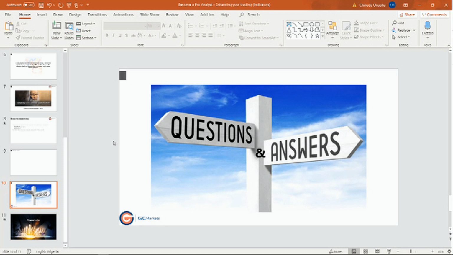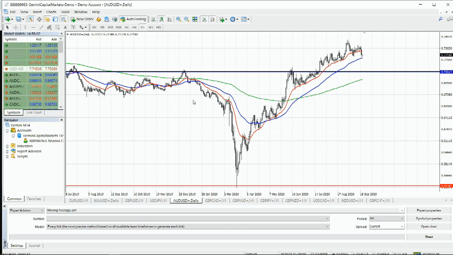Okay, so Kerry said, why did I use 20 and 50 as parameters for the moving average? Well, how do I put this? You can put whatever you want there. Some people use the 14 period moving average, some people use the 20 period moving average. But from doing this for a long time, the 20 and the 50 works best for me.